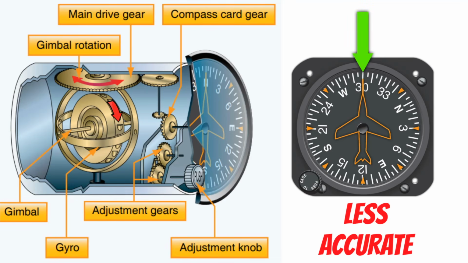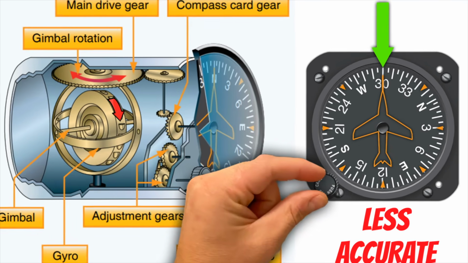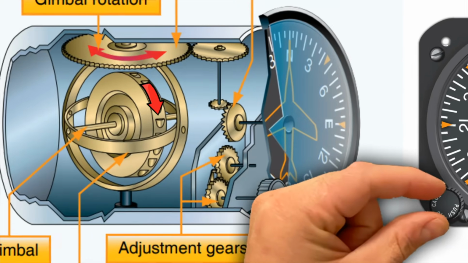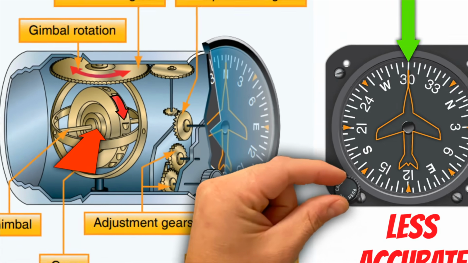And actually, this is why I personally wait to slave the heading indicator until I'm doing the run up, because this is going to allow the suction from the vacuum system to get this gyro spinning nice and fast before I set it. And this is going to give me the most accurate heading possible.